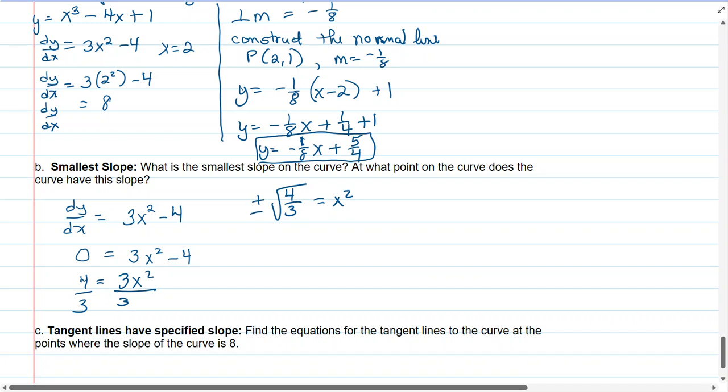And because we have a square, we have 2 areas where this function has a hump. And is it a plus or minus of that x value?